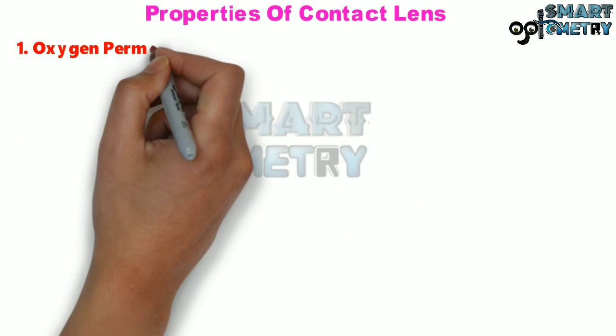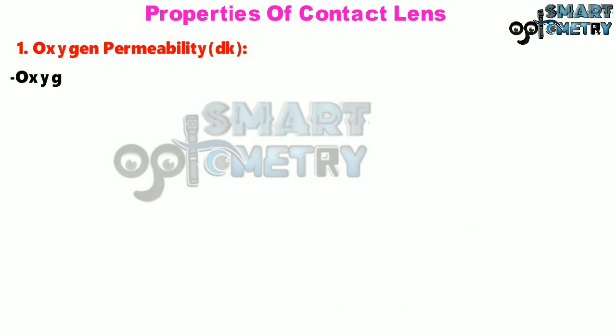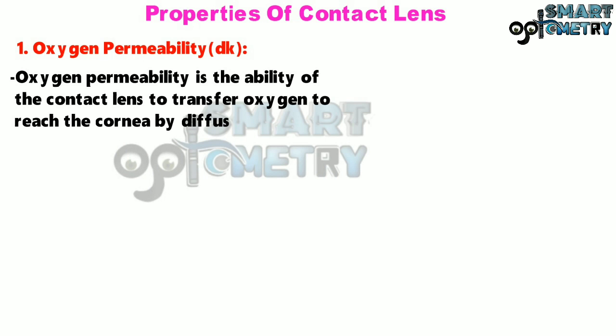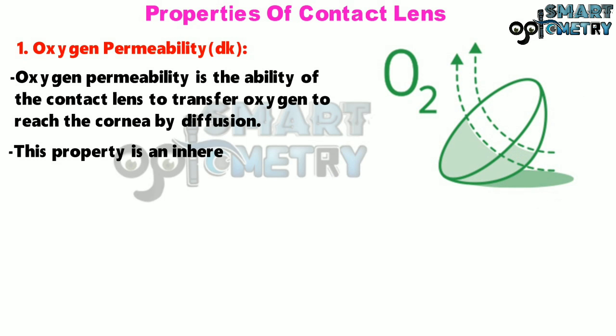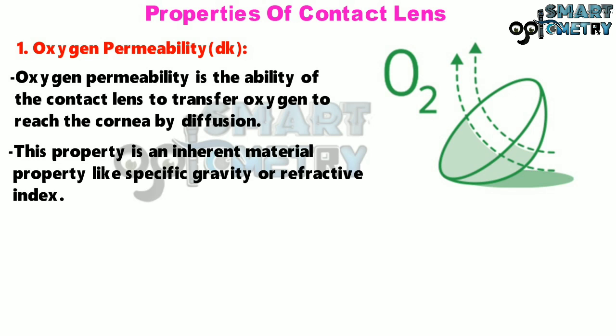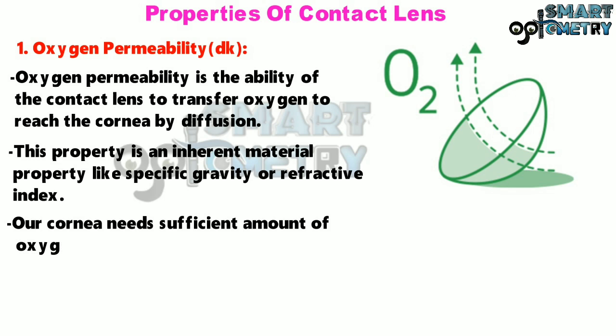Now let's start with oxygen permeability. Oxygen permeability is the ability of a contact lens to transfer oxygen to reach the cornea by diffusion. This property is an inherent material property, like specific gravity or refractive index. Our cornea needs a sufficient amount of oxygen to maintain its metabolism.